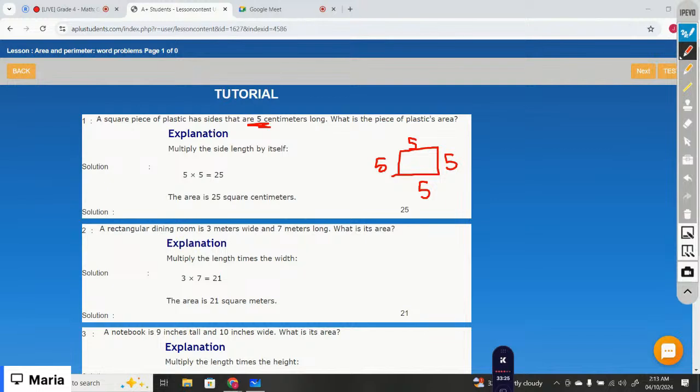How do we calculate the piece of plastic's area? You need to calculate the area, right? So how do we calculate the area of rectangular shapes? We have to do side times side. We need to calculate the area of a square. We have to do side times side. That is 5 times 5 equals 25. Got it? So the correct option is 25.